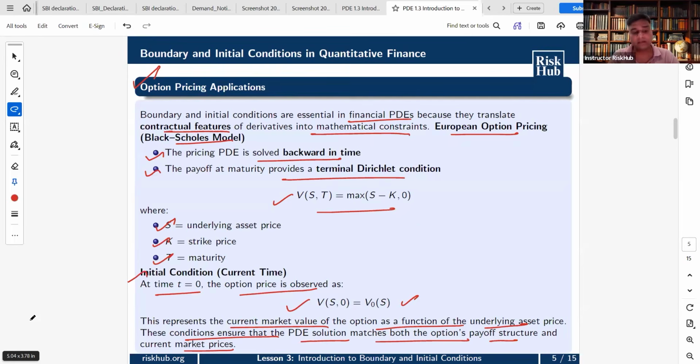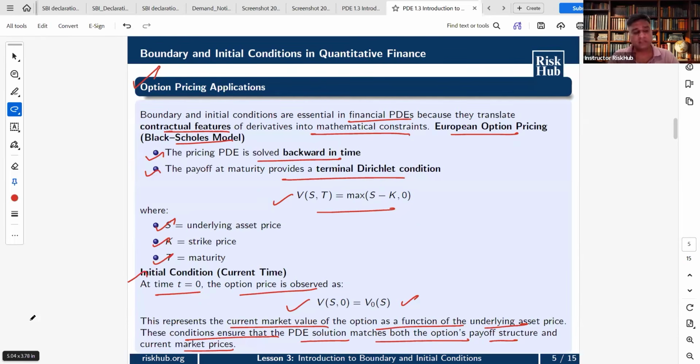The slide says the pricing partial differential equation is solved backward in time. Payoff at maturity gives the terminal Dirichlet condition. The current time value may be represented as V(S, 0) equal to V_0(S). The key formula is V(S, T) equals max of S minus K and 0. This is the European call payoff.